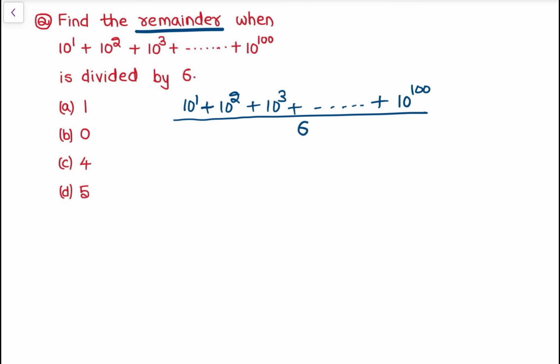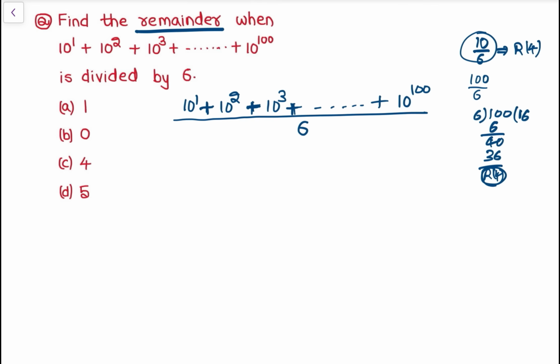अब देखो ये power और addition दोनों mix होके आया है. See, 10 to the power 1, that is 10 upon 6, remainder is 4. 6 ones are 6, remainder is 4. Now 10 to the power 2, that is 100. 100 upon 6, 6 ones are 6, 4 0, 6 6s are 36, remainder is 4. So here this is remainder 4, and for this also we are getting remainder 4.